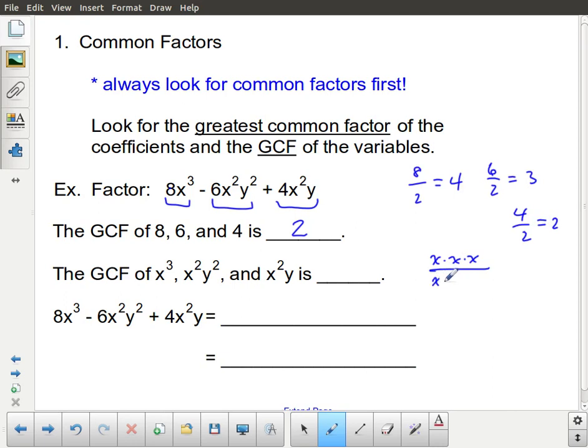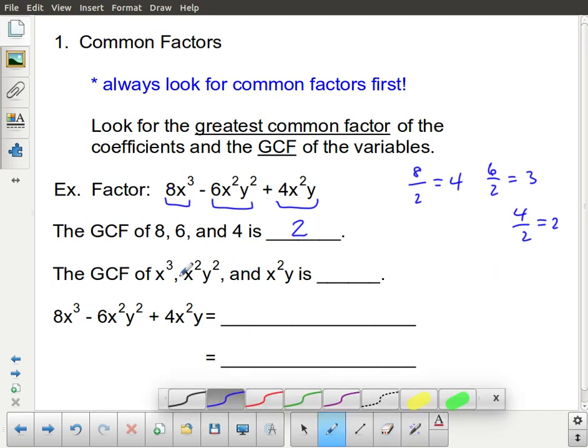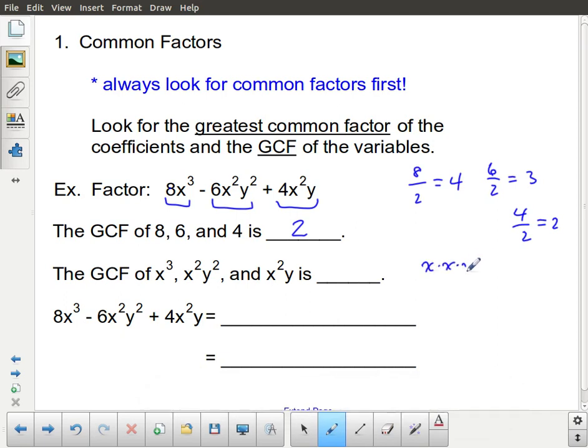Well, I can divide this one x, x, x. I could divide x cubed by x cubed. And of course, you can divide anything by itself, so that's not particularly helpful just to start there. I need to think of all of them, and I need to think of the biggest thing that will fit into all of them. So I've got x times x times x divided by something. x squared y squared, that's x, x, y, y divided by something. And then x squared y, that's x times x times y.